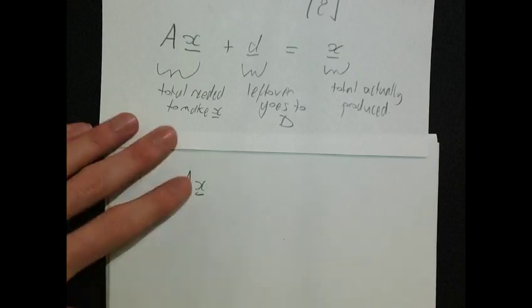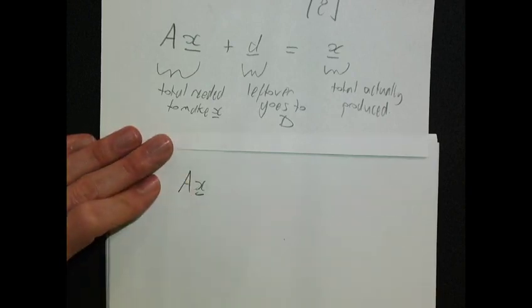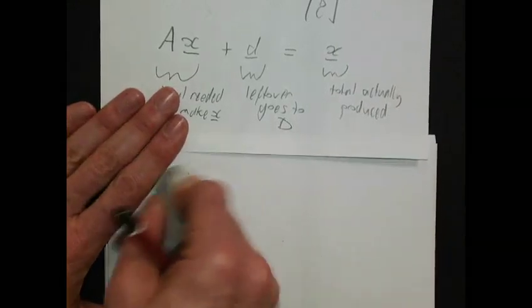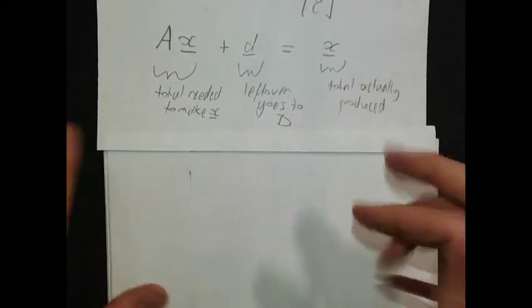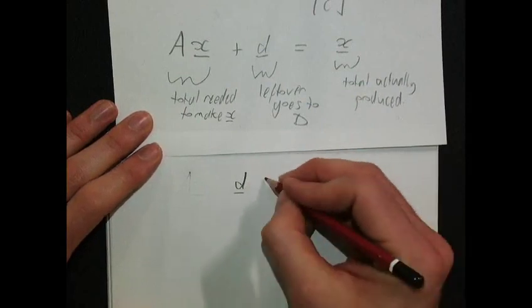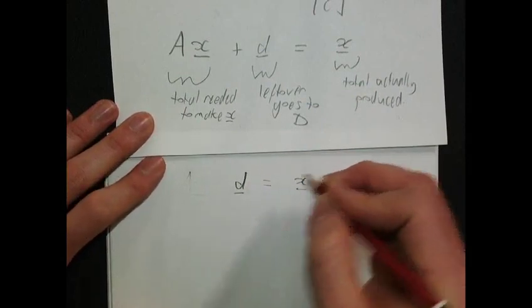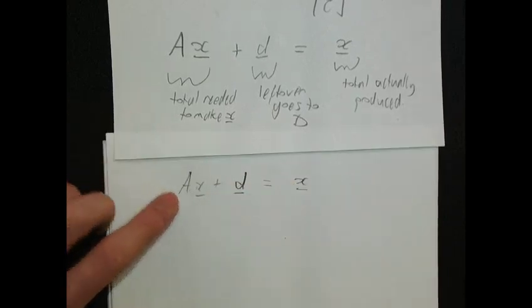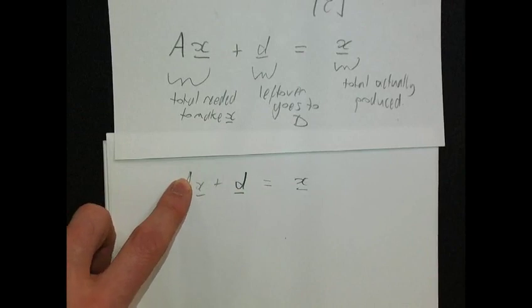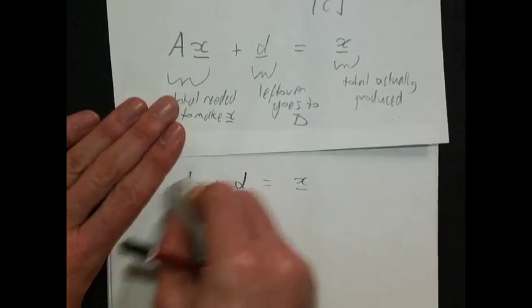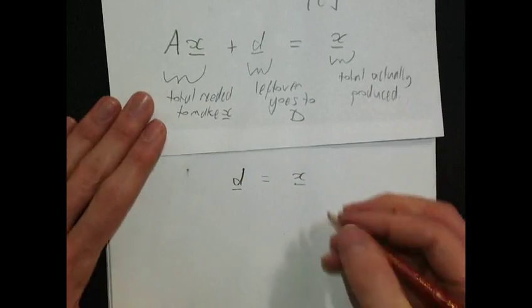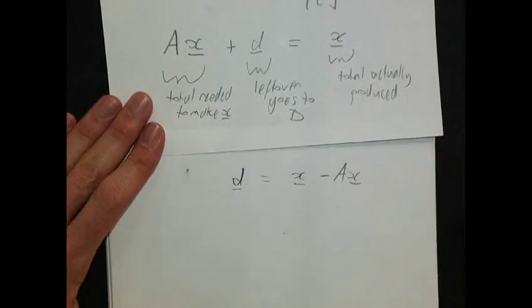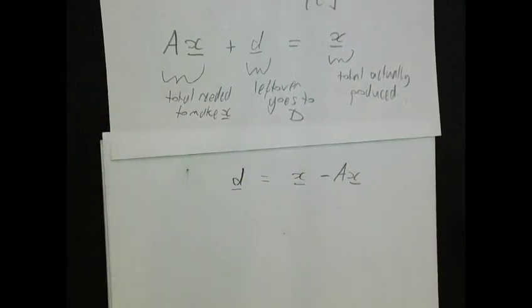Right. So what I'm going to do is move the AX over to the other side. In this equation, I had AX plus D equals X. I want to subtract the AX from both sides, which means if I subtract it from here, it disappears, and if I subtract it from here, it ends up there. Then they've both got an X, so I'd like to factorize it out. But I can't technically factorize it out at the moment.